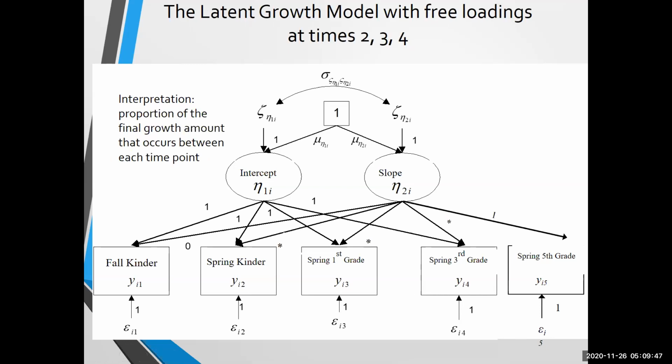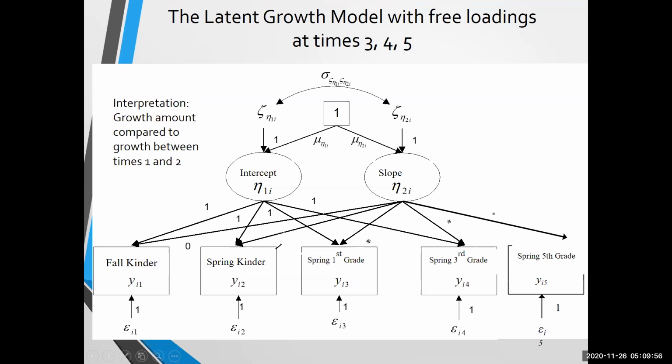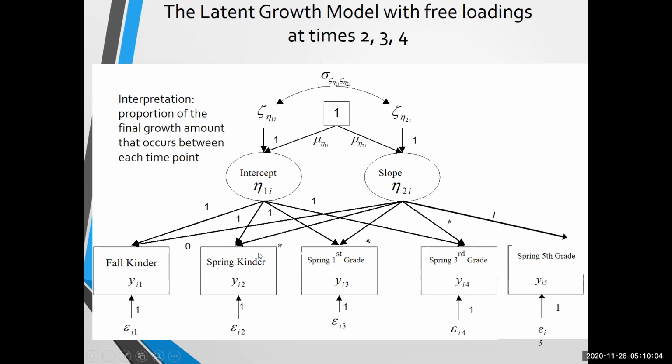Another option is to set the first loading to 0 and the last loading to 1, which is saying that the growth between fall kindergarten and spring 5th grade is 100% of the growth, and the growth that happens in between are proportions. So let's say here, if the spring kindergarten loading turned out to be 0.3, this means that from the 100% of growth that happens from fall kindergarten to spring 5th grade, 30% happens between fall kindergarten and spring kindergarten.